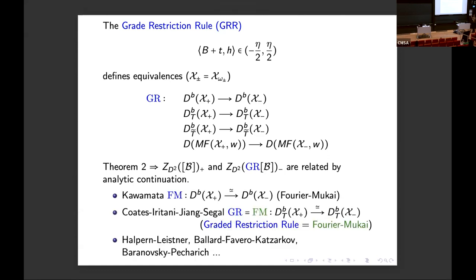Okay, so in the non-equivariant case, the Grade Restriction Rule actually coincides with the Fourier-Mukai transformation, which was proved by Kawamata to be an equivalence. In the equivariant case, Coates, Iritani, Jiang, and Segal proved that the Grade Restriction Rule agrees with the Fourier-Mukai transform. And for the version with matrix factorization, there are several works.